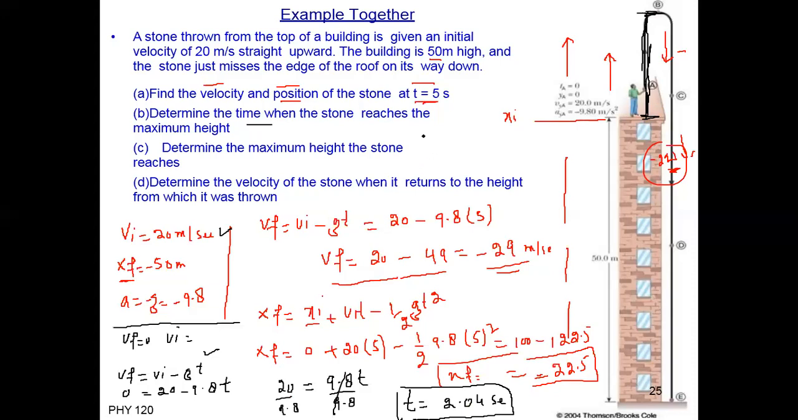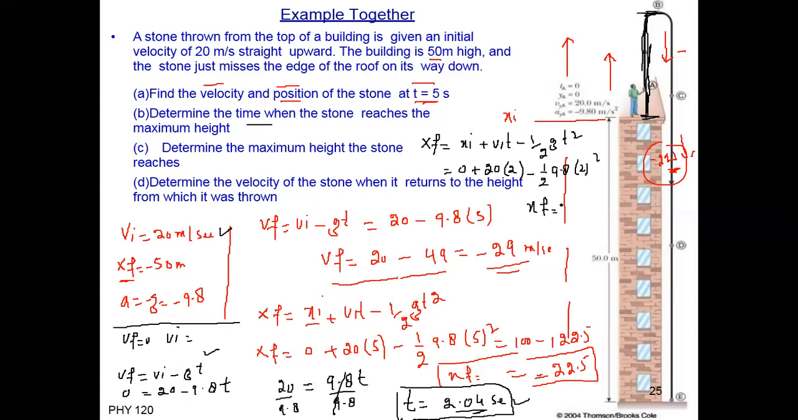We have xf equal to what? Xi plus Vit minus half gt square. Now we have time. Time is equal to 2.04. So initial position is 0 plus initial velocity 20 multiplied with 2. I will take only 2, not 2.04. So 2 minus 1 over 2, 9.8 and 2 square.